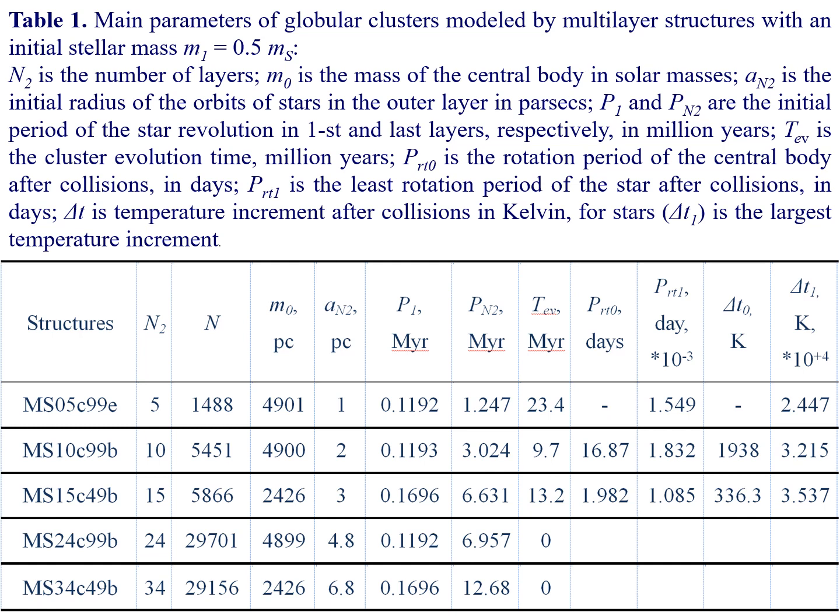parsec. The initial revolution period of stars in the first layer, P1, took two values, this and this, million years, while in the last layer, P N2, it varied from 1.247 to 12.68 million years.